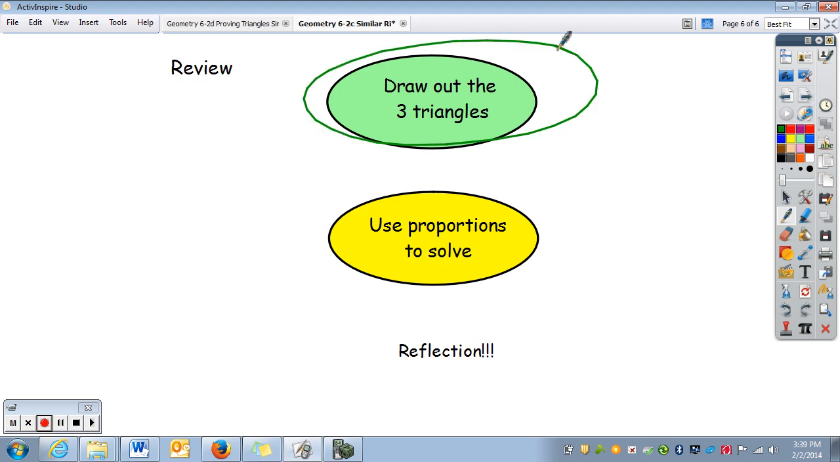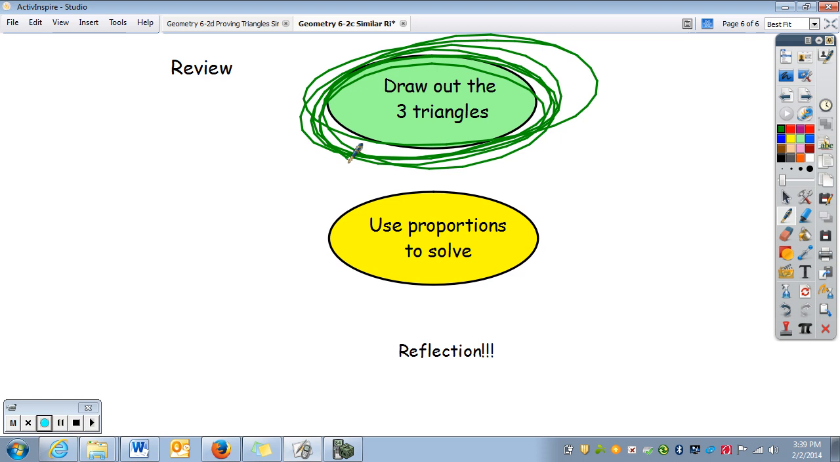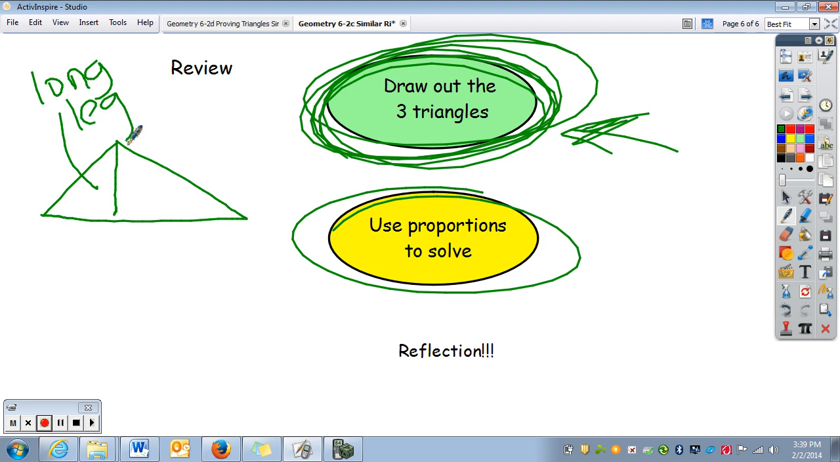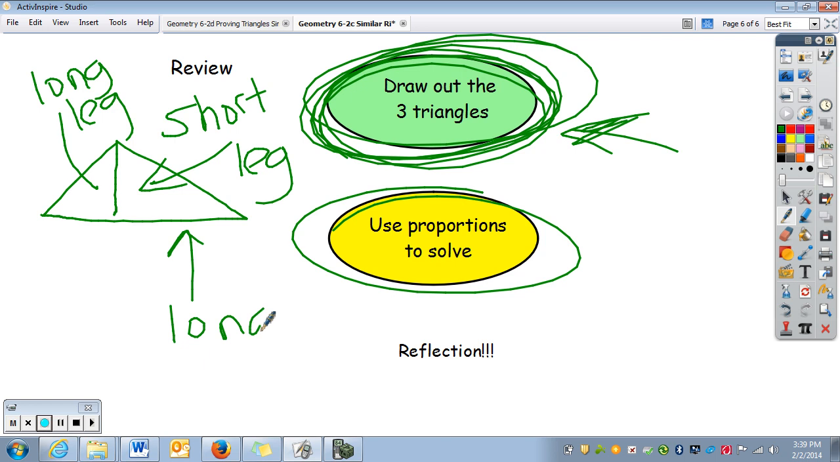So review, draw out your 3 triangles. I cannot emphasize that enough. If you don't do that, you're just making it way more difficult. And then just use proportions to solve. The hardest part is drawing out your 3 triangles. But the thing to remember is that on the small triangle, this is your long leg. But on this triangle, it is your short leg. And then that's your long. And that is your short. And then on the bigger triangle, the hypotenuse is your short. Alright, so if you keep that straight, that does not change. You should do just fine.